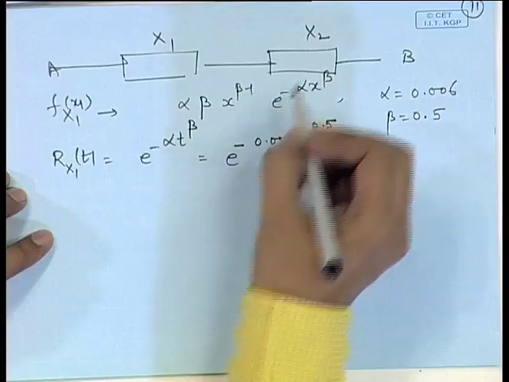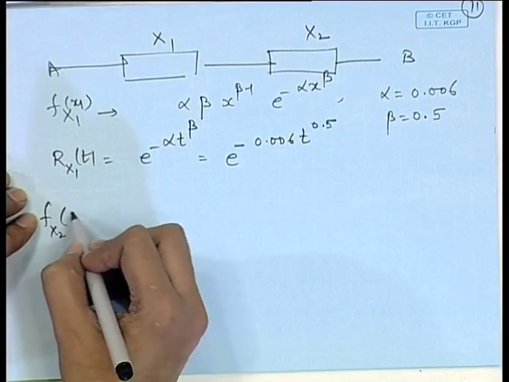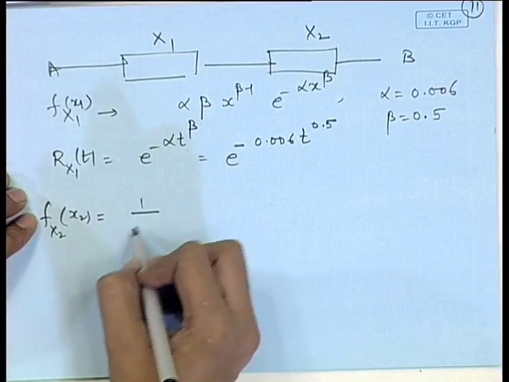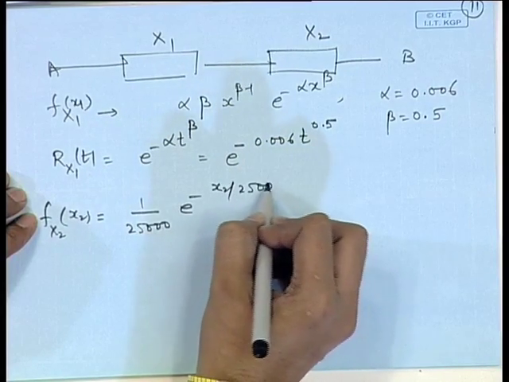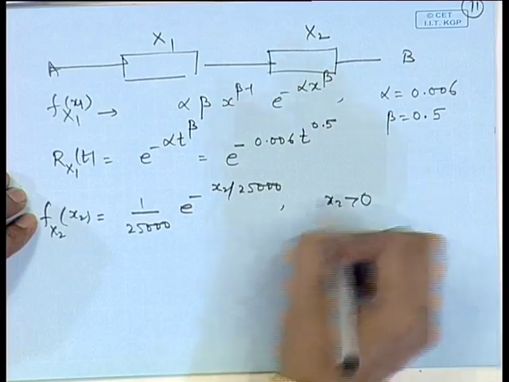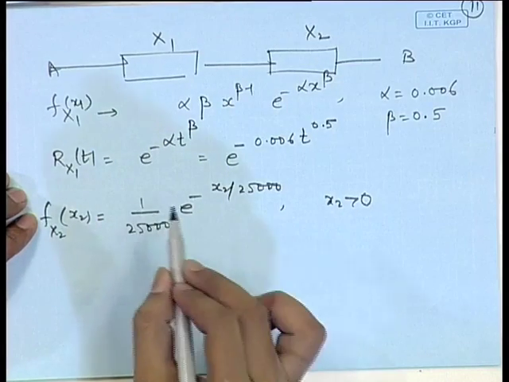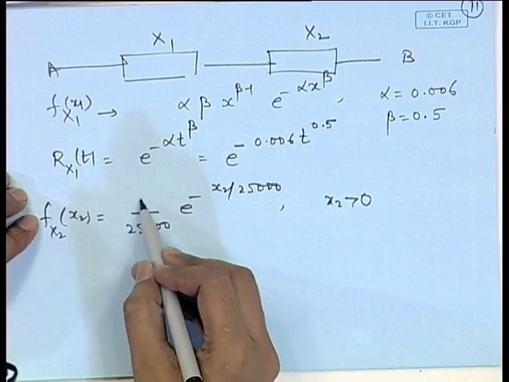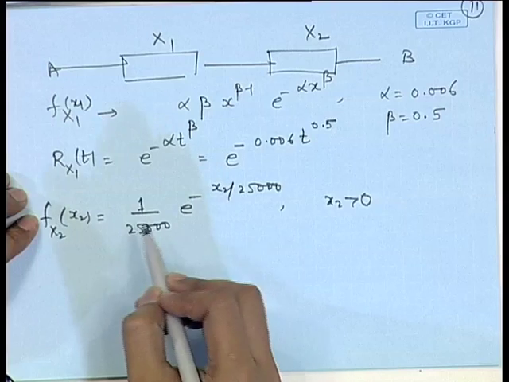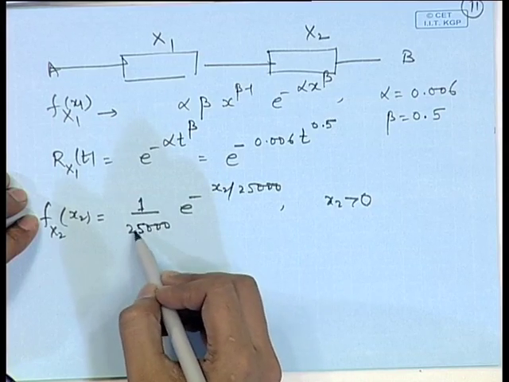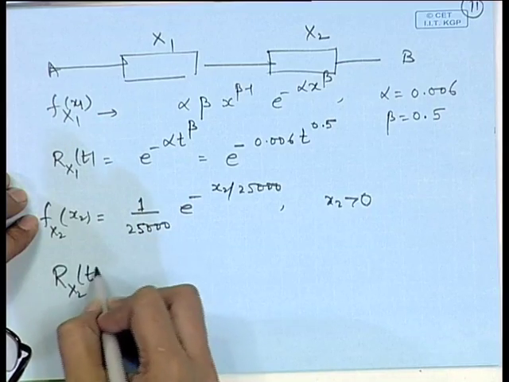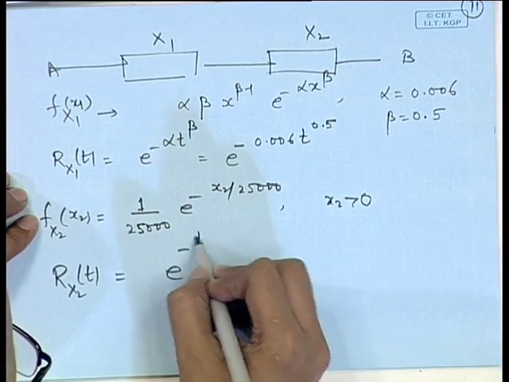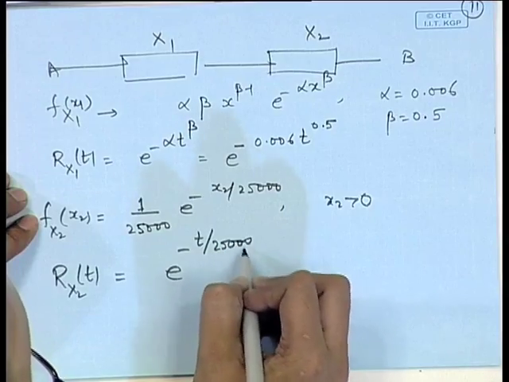The second component has an exponential distribution with mean 25,000. The density function will be lambda e to the power minus lambda x, because the mean of the exponential distribution is 1 by lambda. So if the mean is 25,000, lambda is 1 by 25,000, and the density function becomes 1 by 25,000 e to the power minus x by 25,000. The reliability of this is e to the power minus t by 25,000.